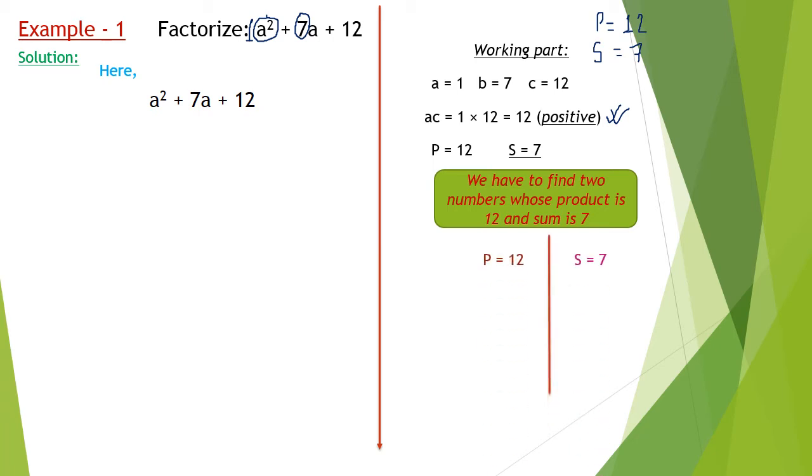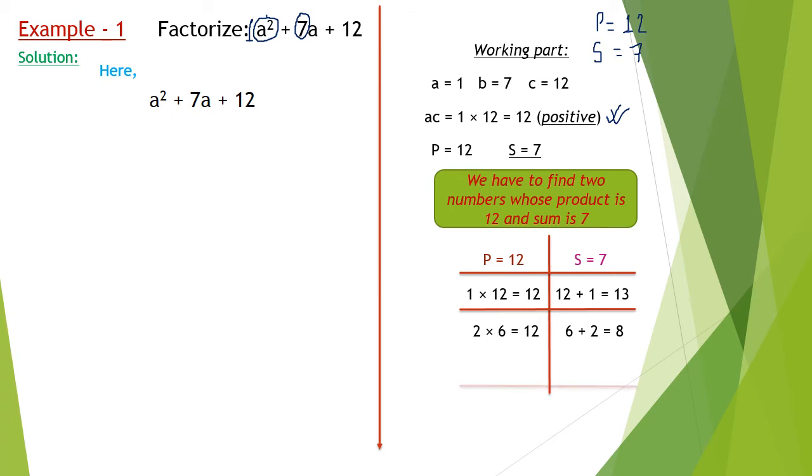create two columns: product is 12 and sum is 7. As I have already told you, we always have to start with 1. 1 into 12 is 12, so 12 plus 1 is 13. We have to find two numbers such that the sum must be 7. Right here, the sum is 13, so 12 and 1 are not our required numbers. And let's check with 2. 2 into 6 is also 12, but the addition of 6 and 2 is 8. We need 7. We are getting close to it.